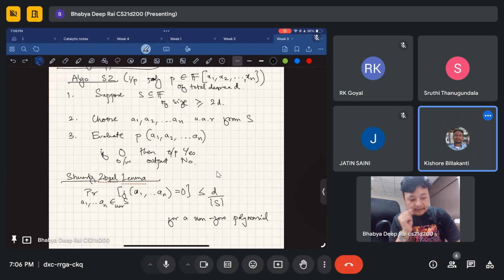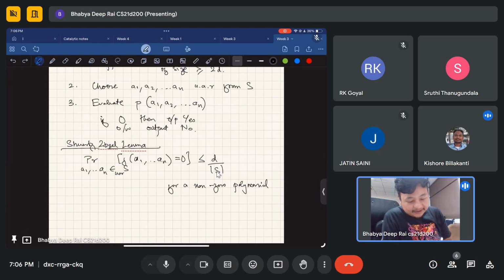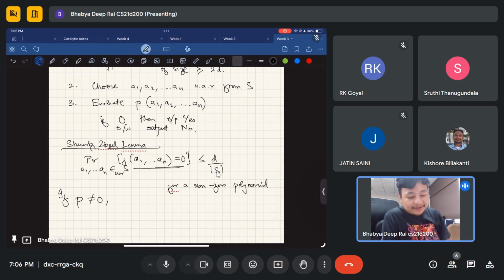So what we want to do is PIT, right? If the polynomial is equal to 0 or not. So let's say the polynomial p is not equal to 0. What should the output be? The output should be no. The algorithm should say no, this is not a zero polynomial. Right, the third step, evaluation. If p is not identically 0, and it so happens that the evaluation on a1 to an is equal to 0, then I'll be saying yes instead of no. Sorry, I forgot to mention this.